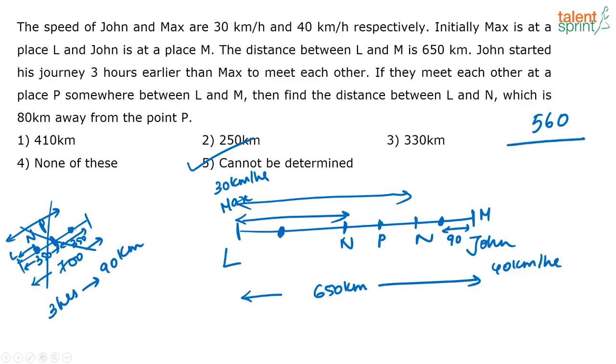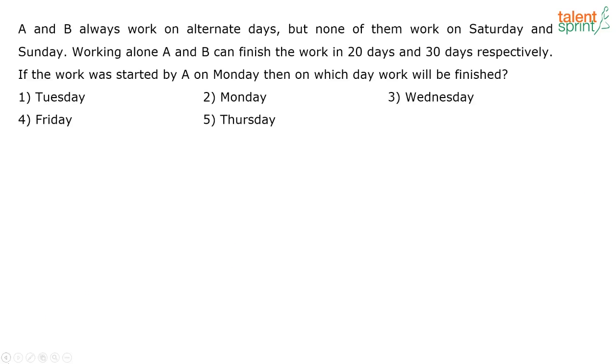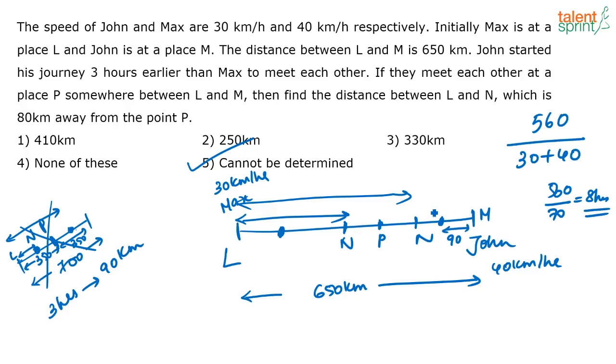And you know their relative speeds, correct? 30 plus 40. So that is the speed at which they will meet. So 560 divided by 70, or I can say they will meet in 8 hours. So just find out in 8 hours' time what is the distance traveled by each person, and based on where N is given, you can find out. Here you cannot find out because N can be on either of the sides.